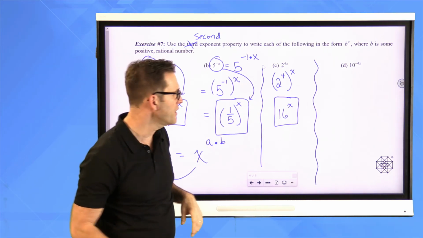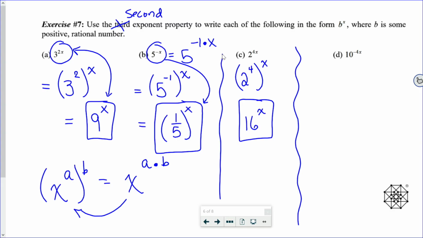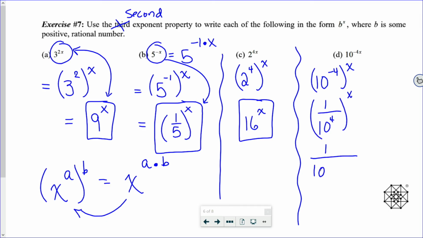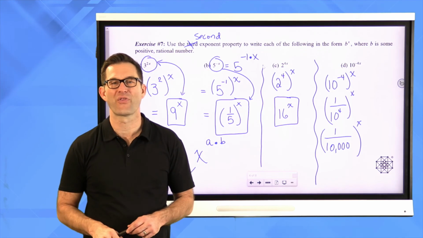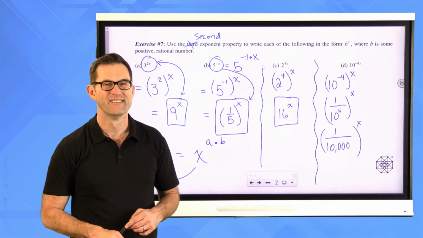And here we have a negative exponent again, but it's a little bit more simple to think about than this one. In fact, I think that we saw this one just a little while ago, or something very similar to it. 10 to the negative 4x is going to be the same as 10 to the minus 4th to the x, that's going to be the same as 1 over 10 to the 4th raised to the x, and 1 over 10 to the 4th is 1 over 10,000 raised to the x. Whew! 10 to the minus 4x is the same as 1/10,000th raised to the x.